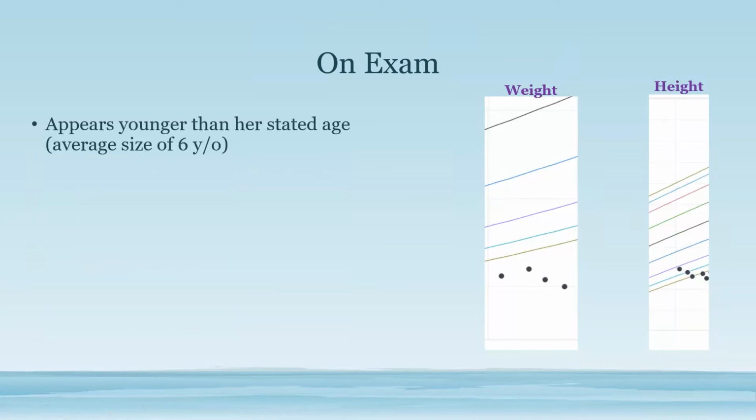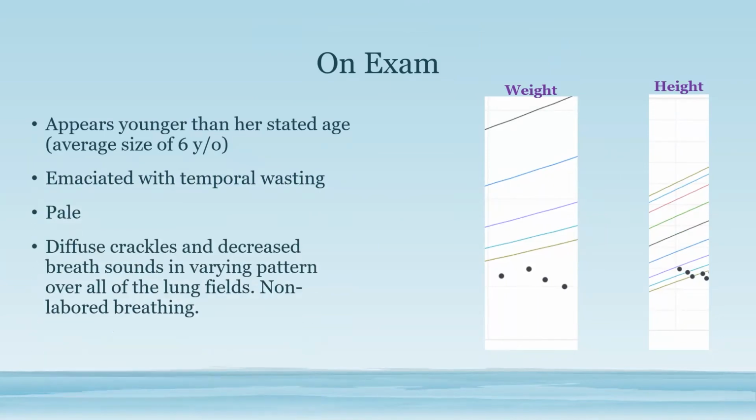Even though she's 9, she appeared more the size and physical characteristics of a 6-year-old. She was emaciated with some temporal wasting and pale. On her pulmonary exam, there were diffuse crackles and decreased breath sounds over all the lung fields, and she actually had clubbing present.